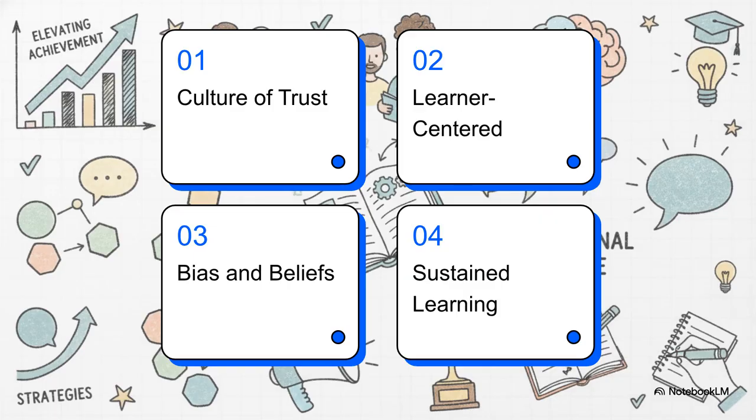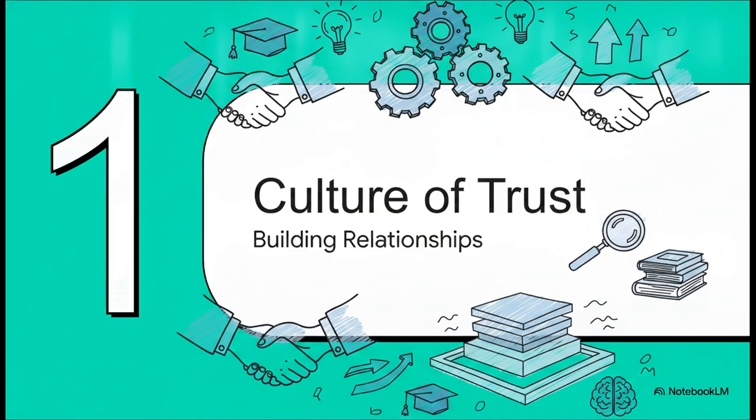We're going to walk through the 4 main modules you'll find on the site. First, building a culture of trust. Second, learner-centered contribution strategies. Third, bias awareness and beliefs. And finally, sustained professional learning. Starting right off with Module 1, building a culture of trust.